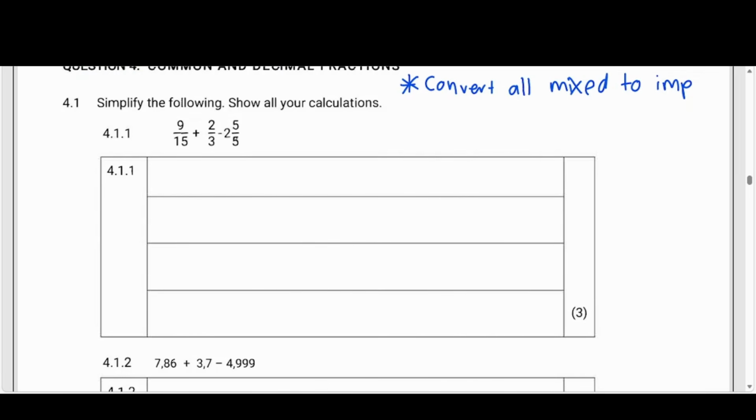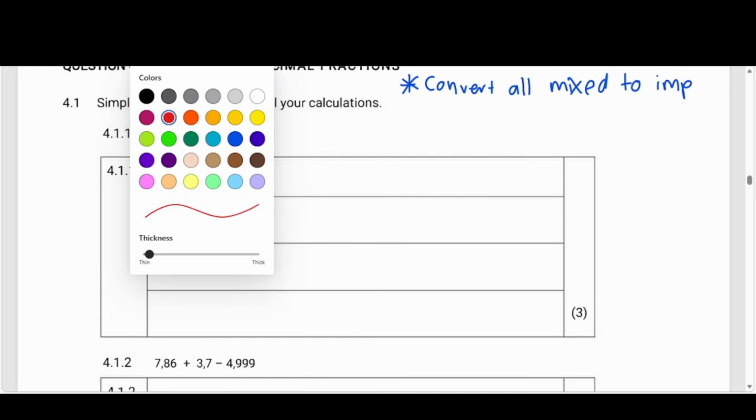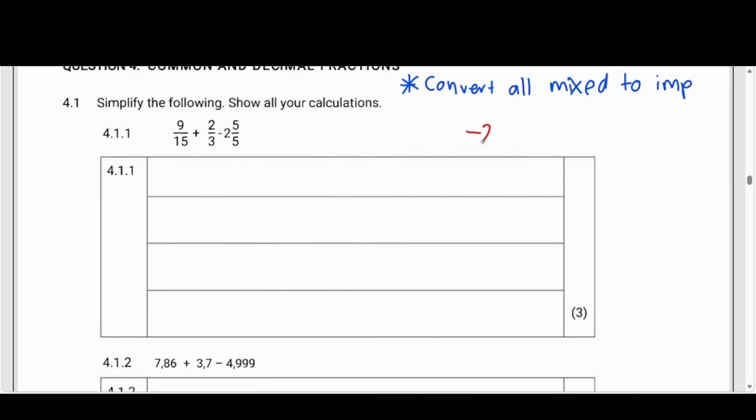I'm just going to do this negative 2 and 5 over 5. We don't have to actually worry about the negative right now. So 2 and 5 over 5. How we convert this is we always go the big number times the bottom. So 2 times 5 is 10. Add the top number. So 10 add 5 is 15. And the base always stays the same. So 15 over 5.